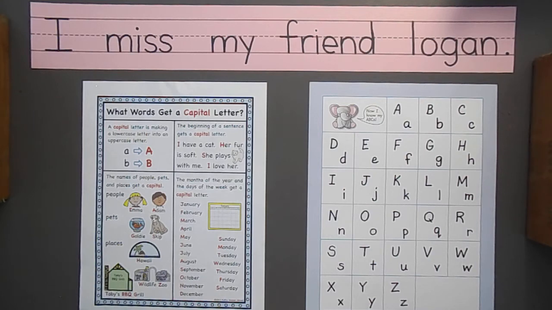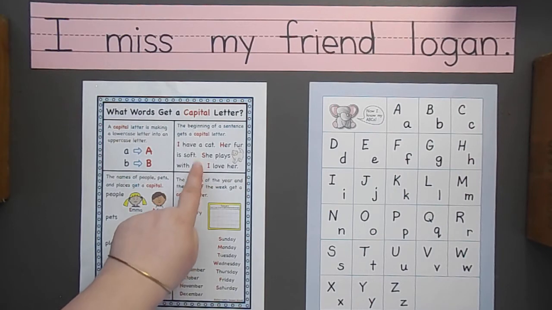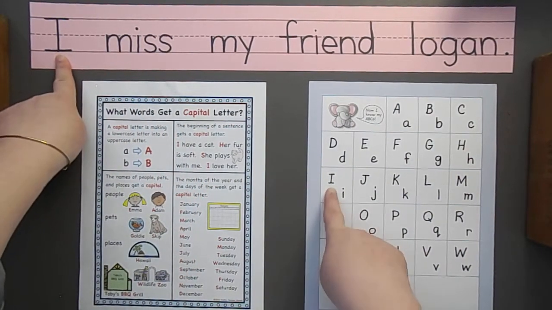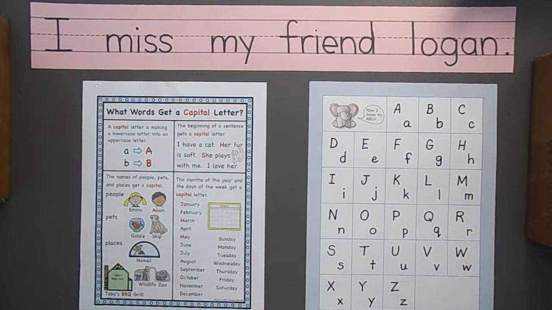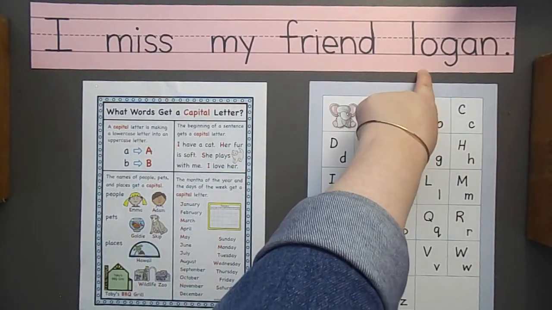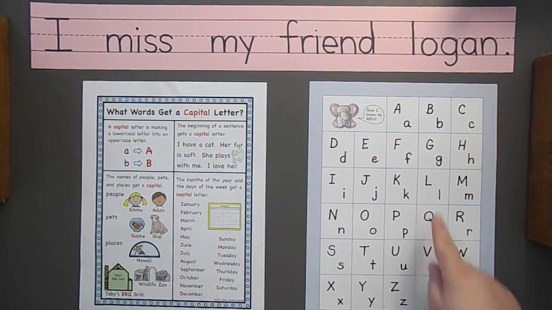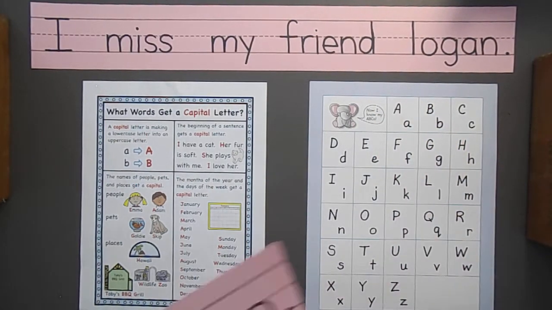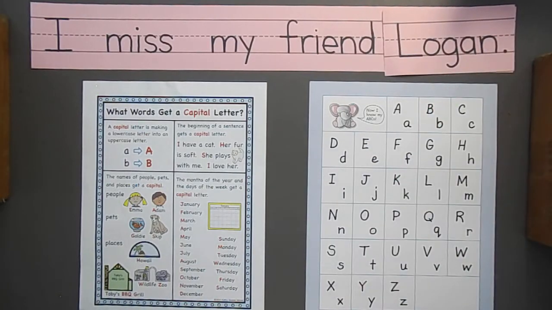Okay, so remember, the beginning of a sentence always gets a capital letter. Oop, let's double check. Yep, it's not this lowercase I, it's the uppercase I. So that's correct. I miss my friend Logan. Logan is a name. Let's check. People get a capital letter. So that means, oh, I see I used a lowercase L. It needs to be this uppercase L. And this is the correct version.